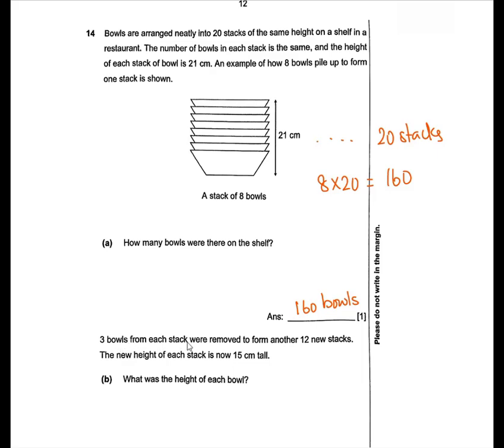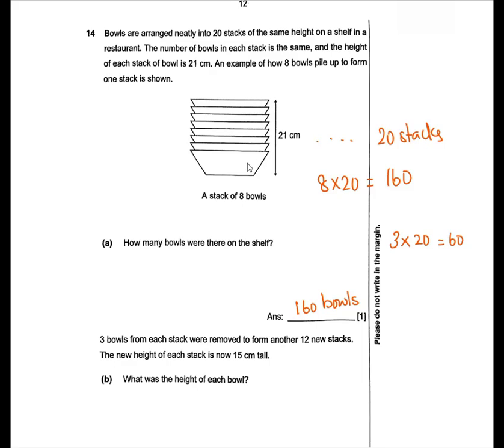Three bowls from each stack were removed to form another 12 stacks. The new height of each stack is now 15 centimeters tall. What was the height of each bowl? So let's say you take 3 from each of them. So how many did we take? 3 times 20. So 60 bowls were taken and then stacked up.